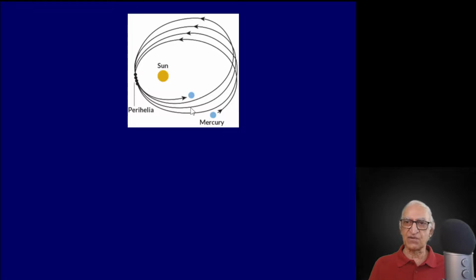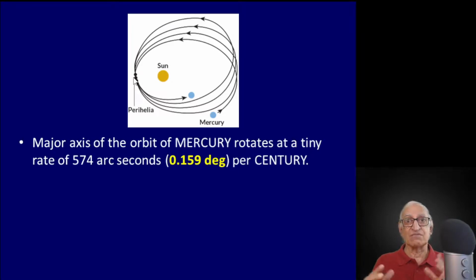So you take Mercury, for example. This is what the orbit of Mercury will look like. The perihelion of Mercury will change its location because the ellipse is precessing. Now, one knew that the orbit of Mercury precesses. It precesses madly. It precesses at the rate of 0.159 degrees per century, or 574 seconds of arc per century. It is an ever so tiny precession, but it is there.